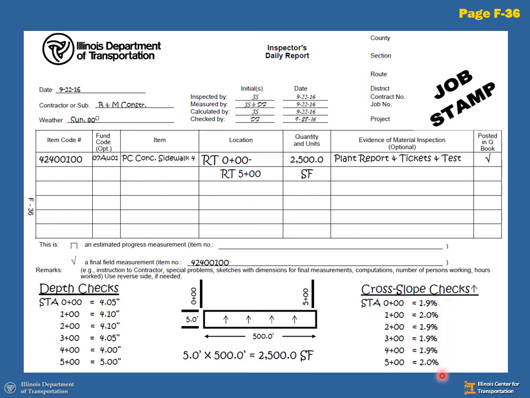Our criteria on this one looked like it was a maximum of 2%. That is not an absolute. You need to check your special provisions and plans for the designer's requirement for cross slopes, maximum cross slopes each time you're out on your project.